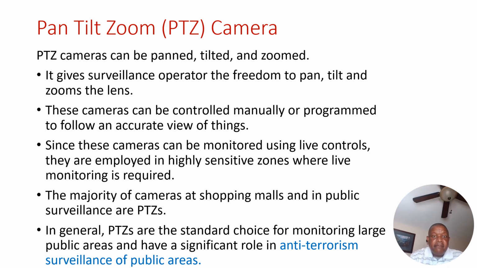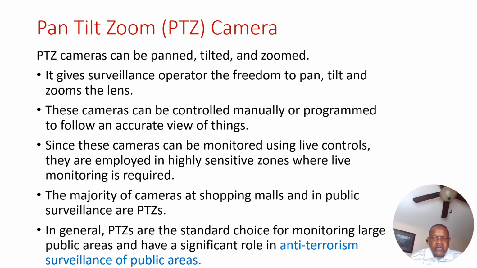Pan tilt zoom. A PTZ camera can be panned, tilted, and zoomed. Please take note of this one. It gives the surveillance operator the freedom to pan, tilt, and zoom the lens. These cameras can be controlled manually or programmed to follow an accurate view of things. We have spoken about that.